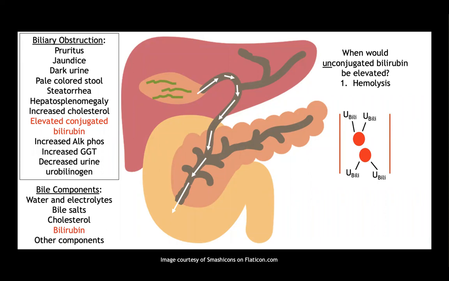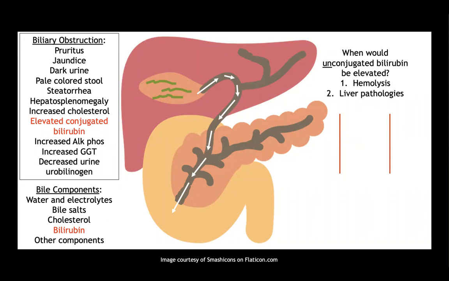So if you have a condition where you're hemolyzing, where you're destroying your red blood cells for whatever reason, you can imagine that you can get a huge influx of unconjugated bilirubin in your bloodstream. And that can actually overwhelm the capacity of your liver to conjugate all these. And so if you check your blood levels, you're going to find a ton of unconjugated bilirubin.